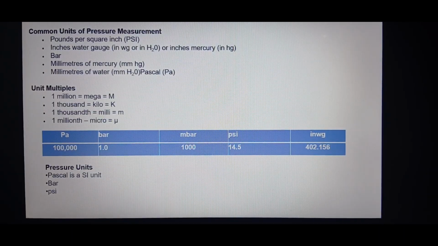If you look at the different scales here, we've got pascals, bar, millibar, psi, inches water. So 100,000 pascals is the same as 1 bar, which is the same as 1,000 millibar, which is the same as 14.5 psi, which is the same as 402.156 inches water. Pressure units that we normally talk about are Pascal, which is an SI unit, bar, which is also an SI unit, and psi, which is an imperial unit.